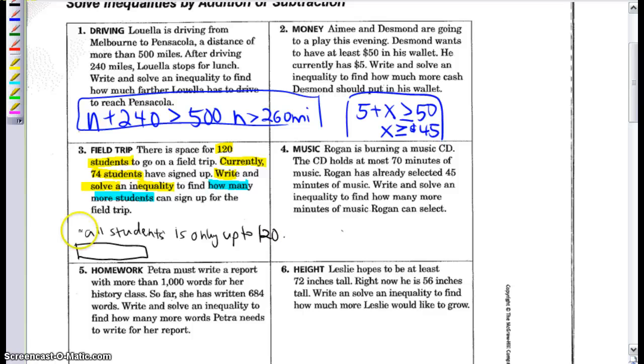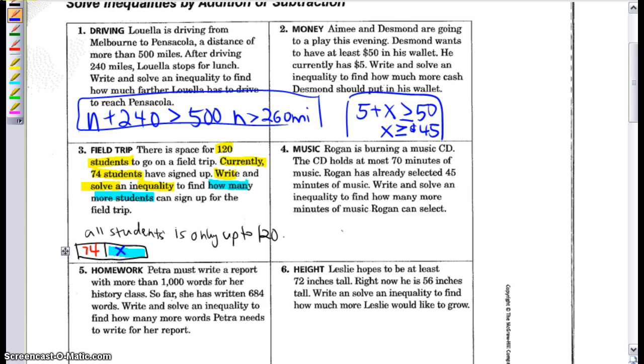Now currently if I take this whole box that represents all the students, part of the box, I'm going to divide into 2 pieces. Part of the box, there have already been 74 students who have signed up. And since I am looking for how many more students would sign up, that would represent this piece of the box. Since 74 already signed up, there's still some more spaces. So that's going to be x because we don't know what it is and it's our unknown.